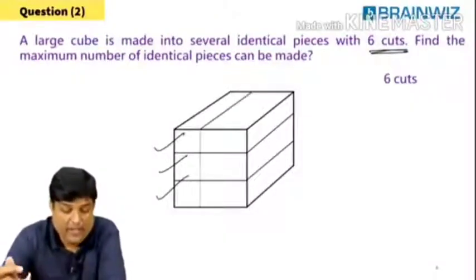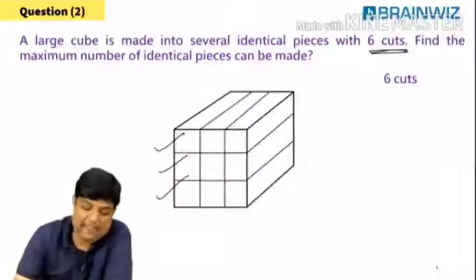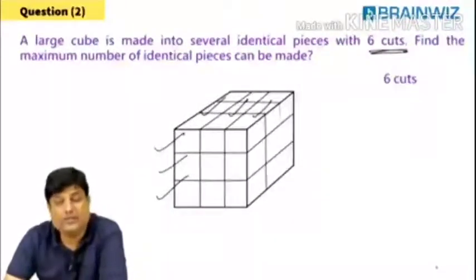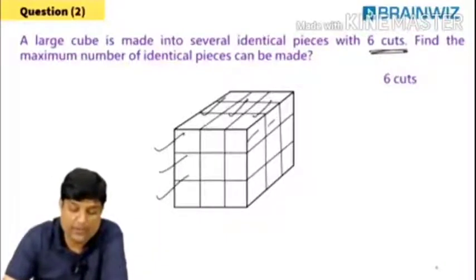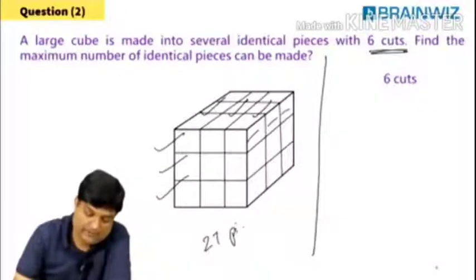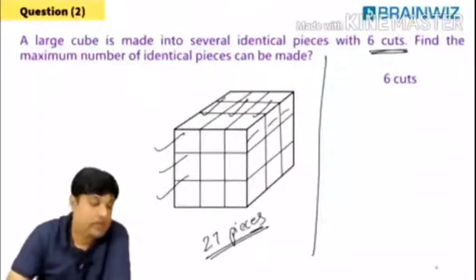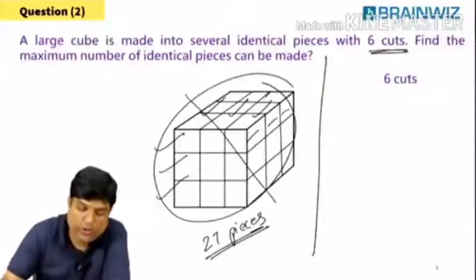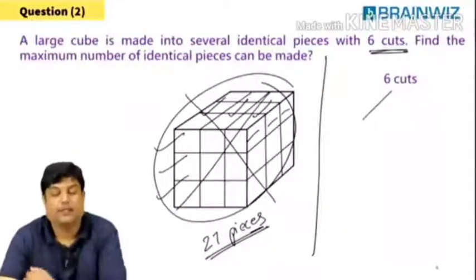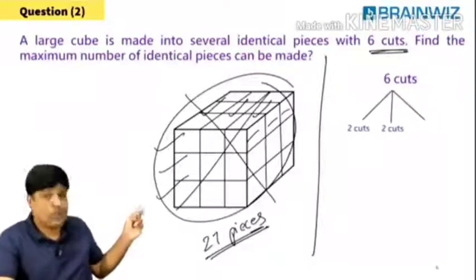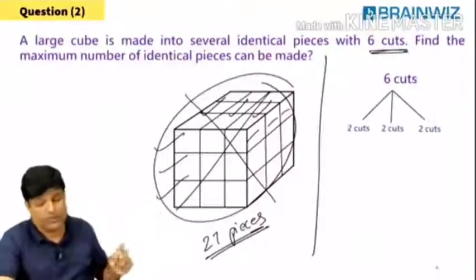3. Okay. Now I'm making 2 cuts on y-axis. Look, 1 piece, 2 piece, 3 piece. Are you understanding? I'm making 2 cuts on z-axis. So how many pieces? 1, 2, 3. So how much is the answer? 27 pieces. Do you think, students, we are always supposed to draw? No, not required. So you have to do like this. 2 cuts on x-axis, 2 cuts on y-axis, 2 cuts on z-axis.